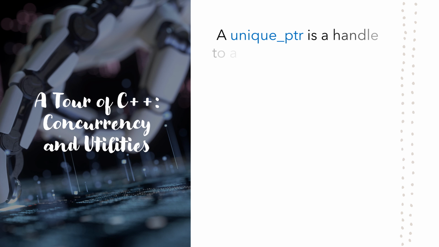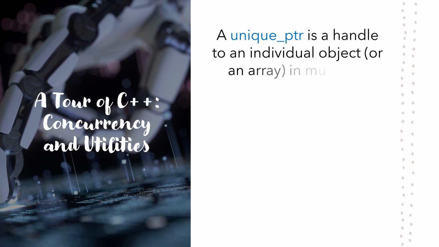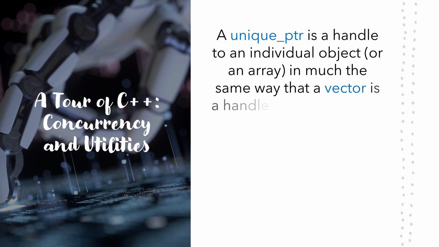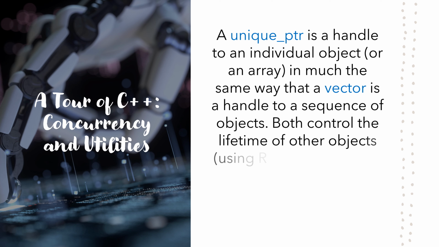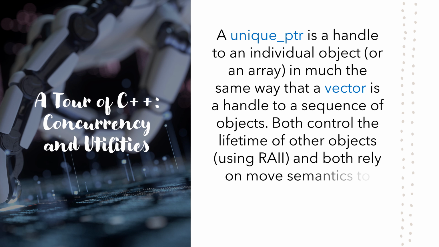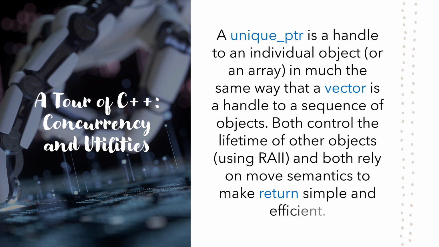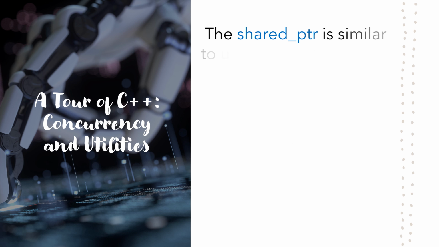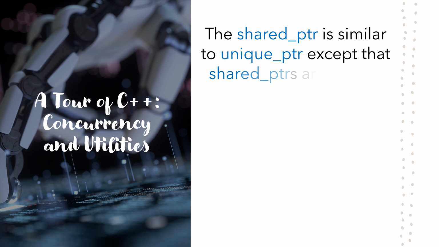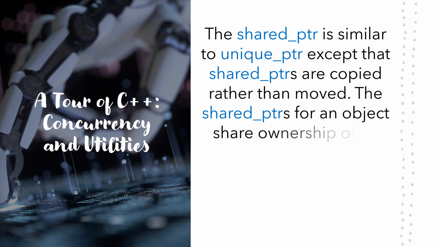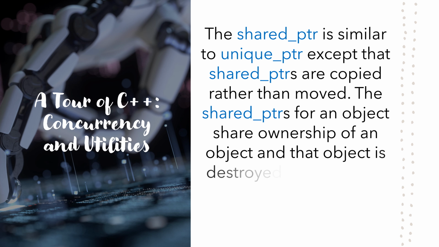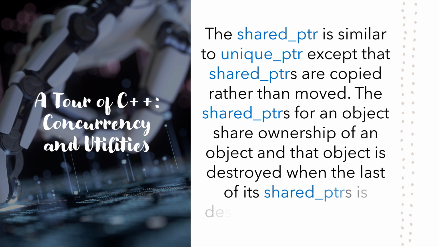A unique_ptr is a handle to an individual object, or an array, in much the same way that a vector is a handle to a sequence of objects. Both control the lifetime of other objects, using RAII, and both rely on move semantics to make returns simple and efficient. The shared_ptr is similar to unique_ptr except that shared_ptrs are copied rather than moved. The shared_ptrs for an object share ownership of an object, and that object is destroyed when the last of its shared_ptrs is destroyed.